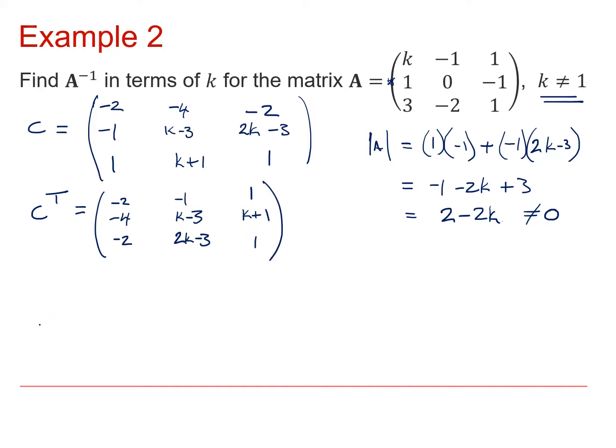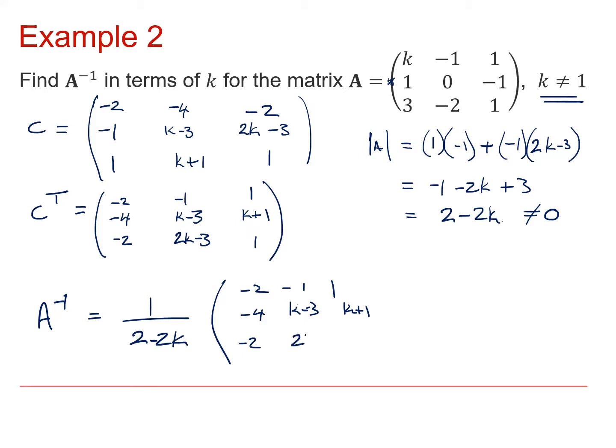And so my inverse is going to be 1 over the determinant times the adjoint, which is minus 2, minus 1, 1, minus 4, k minus 3, k plus 1, minus 2, 2k minus 3, 1.